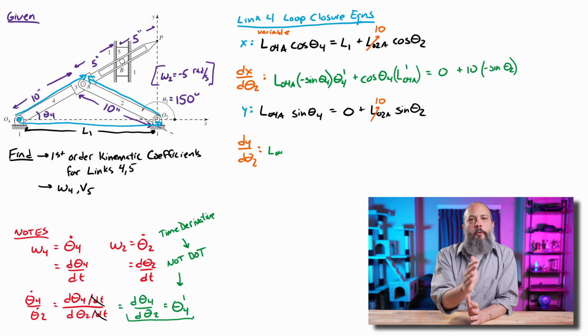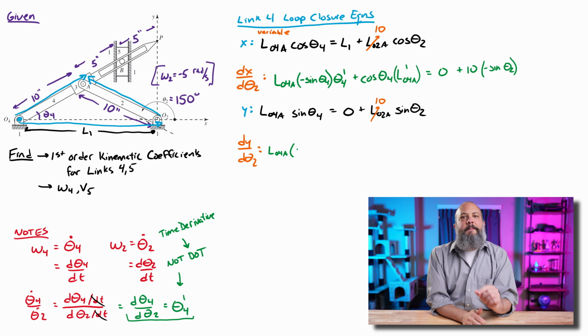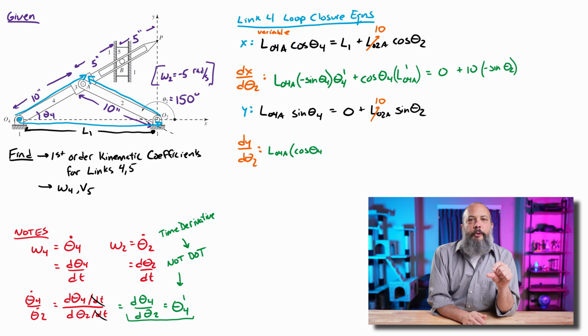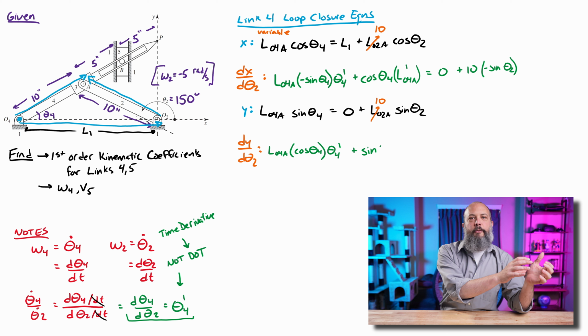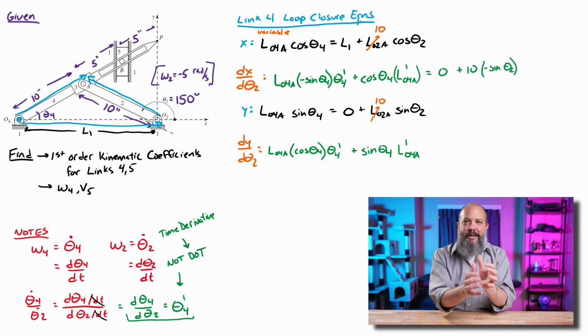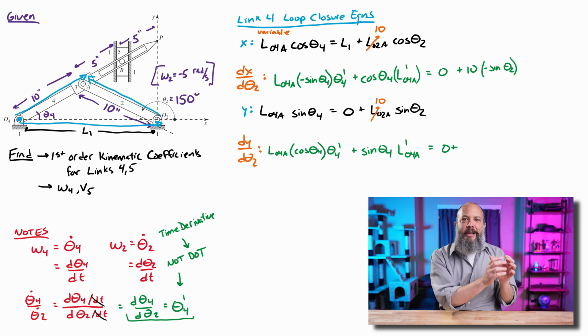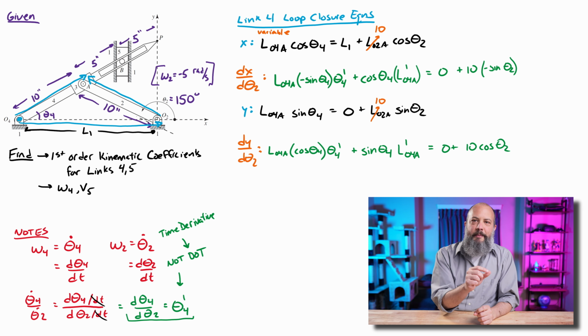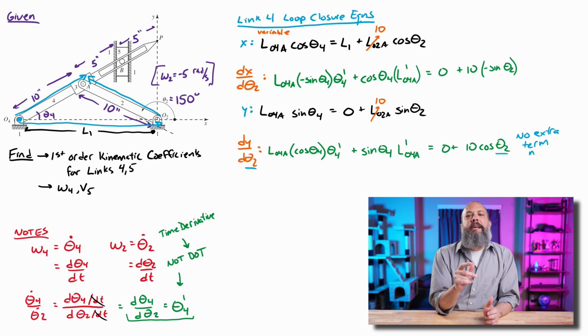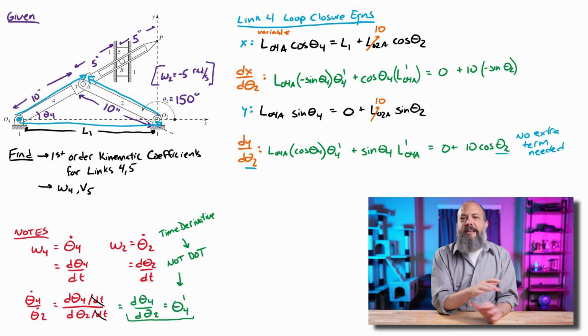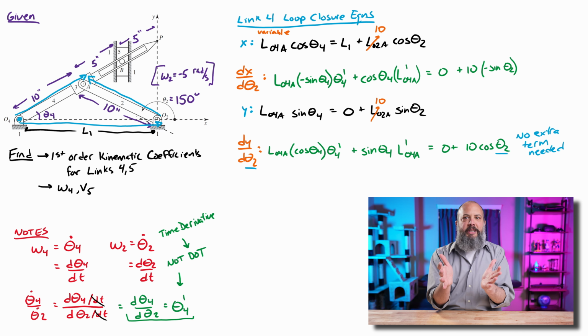Do the same thing for y. We're going to take the derivative of y with respect to theta 2. So length O4A times the derivative of sine theta 4, which is cosine theta 4 prime. Now we take sine theta 4 times the derivative of LO4A, which is LO4A prime. And then the right-hand side, 0 plus 10 cosine theta 2. The theta 2 term doesn't need any extra term because it's not a function of theta 2, it is theta 2, right? The derivative of theta 2 with respect to theta 2 is just 1.